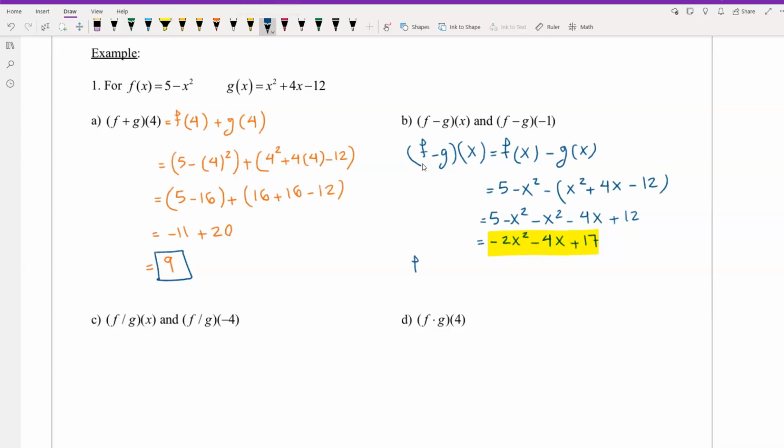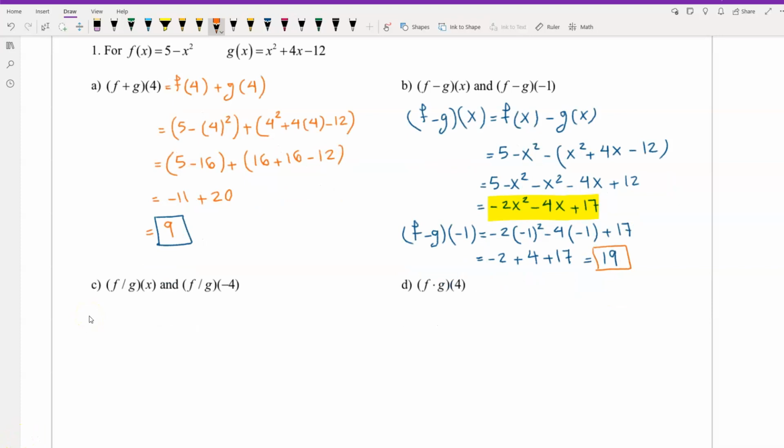Now finding f minus g of negative 1. So use f minus g of x, and instead of x, use negative 1. So we have negative 2 times negative 1 squared minus 4 times negative 1 plus 17. So negative 2 times negative 1 squared is negative 2. Negative 4 times negative 1, we have positive 4. Then plus 17. So answer is 19.